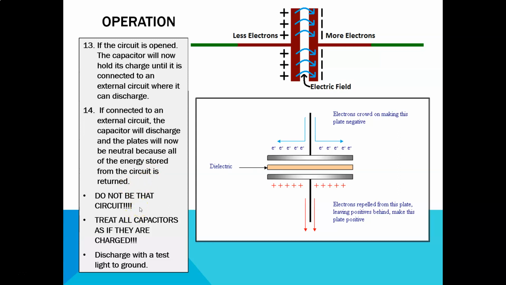Don't be that circuit. All right? If you become the connection between the two sides of that capacitor, that electrical charge will flow into your fingers, into your body. If it's a tiny capacitor, you go, ow. If it's a big one, it can make your heart skip a beat, burn you, right? Treat all the capacitors as if they are charged. Discharge with a test light to ground, right?